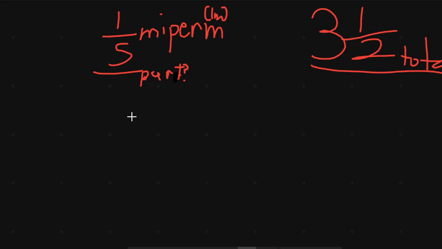1/5 of a mile? That seems like a part. But this is 1/5 of a mile. This is 1/5 of a mile. This is 3.5 minutes. Those are two separate units that, yes, are related, but there are two different units.